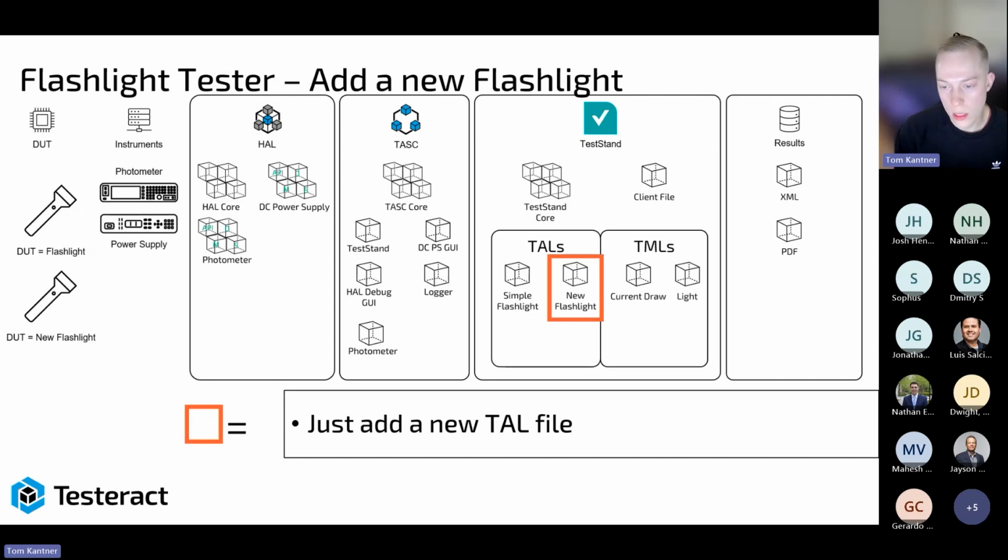Well, great. We only need to add a new TAL file. We can reuse everything else in our stack from the HAL up through the TMLs in the client file. We simply need to add a new TAL file because we can reuse the same TML routines for the current draw and the light test. We simply need to define our requirements or our passing conditions for this new flashlight, and in turn, just call that TAL. So with adding a whole new flashlight, we barely have to touch anything in the stack, just the very specific components that are needed to test that.